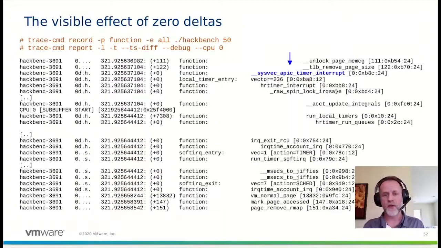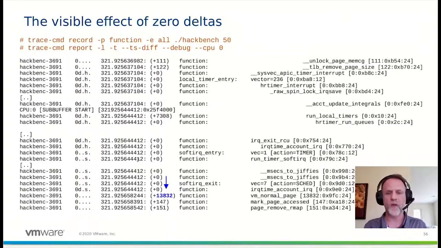And if we look further, we see that the sysvec APIC timer interrupt, which we see as a hardware interrupt over here, interrupted the TLB remove page size information, or when that event was being written, that got interrupted. That's because we could see that the timer interrupt's first event had a delta of zero, which means it interrupts on something. Here we show the handoff from the hardware interrupt to the software interrupts.